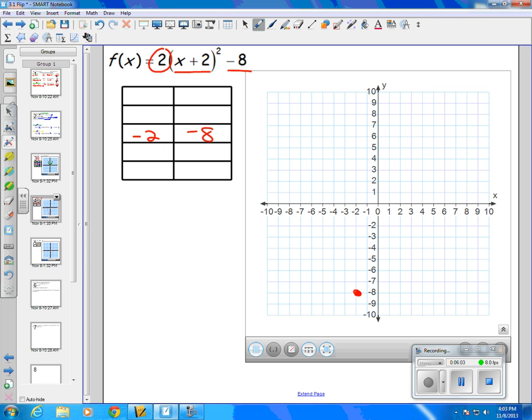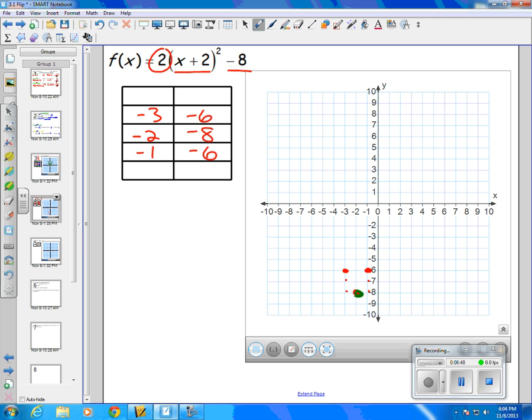If I start at my vertex at negative 2, negative 8, and I move 1 unit to the right, 1 squared is 1, times our value of A, which is 2, is 2. So we go 1 to the right and then up 2 units. So I would be at negative 1, negative 6. If I move to the left 1 unit, negative 1 squared is 1, times 2 would be 2. So I would go to the left 1 and then up 2 units as well. From there, I can fill that in real quick. There would be a negative 3, negative 6.